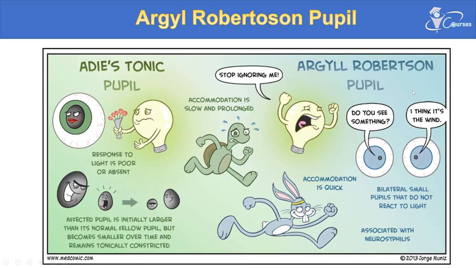In the Argyll-Robertson pupil, they have bilateral small pupils that also don't respond to light. But the difference is that the accommodation here is quick. So they have a brisk response to accommodation, and it is associated with neurosyphilis. Okay, so this is the Argyll-Robertson pupil.